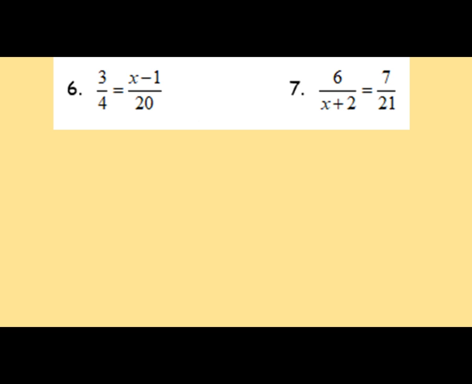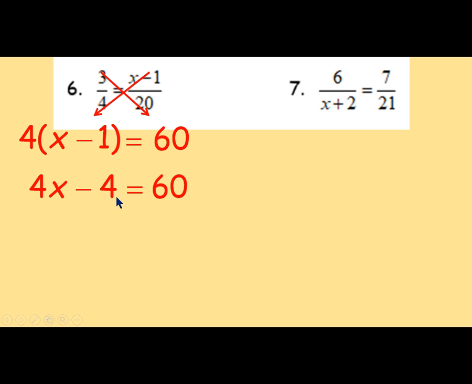Take a moment, try problem number 6. All right, for problem number 6, we're going to cross multiply. 3 times 20 is going to give us 60. x minus 1 times 4 is ultimately going to give us 4x minus 4. Solve it just like an Algebra 1 problem. Add 4 to both sides, divide by 4, and we're going to end up with x is equal to 16. If you haven't done it yet, do number 7.